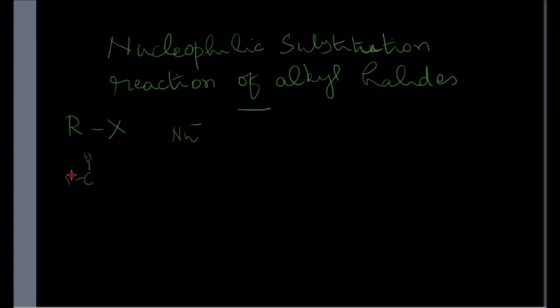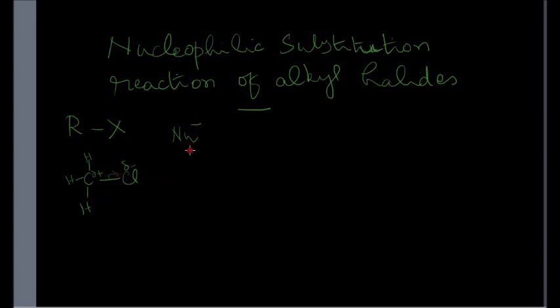Let me take methyl chloride. This reaction takes place in 3 steps. In the alkyl halide or methyl chloride here, the C-Cl bond is polarized first. Chlorine, being more electronegative than carbon, pulls the shared pair of electrons towards itself, thus creating a slight negative charge on itself and a positive charge on carbon. This is the first step.